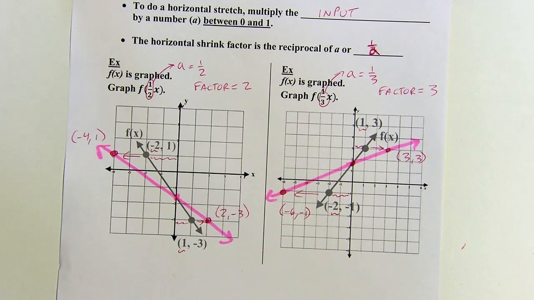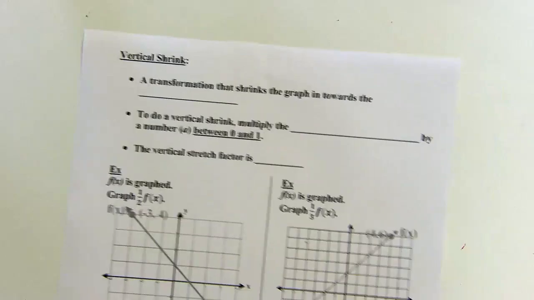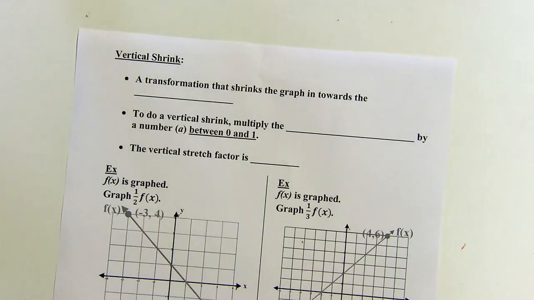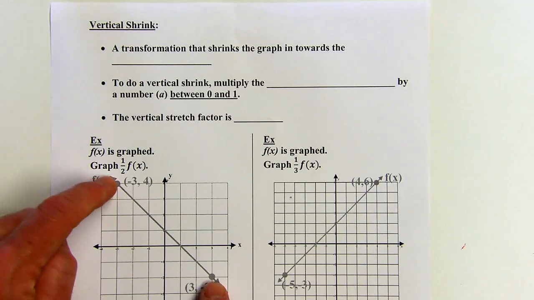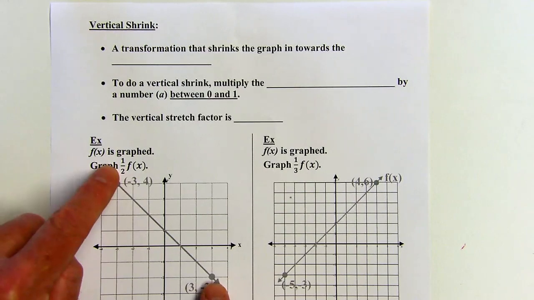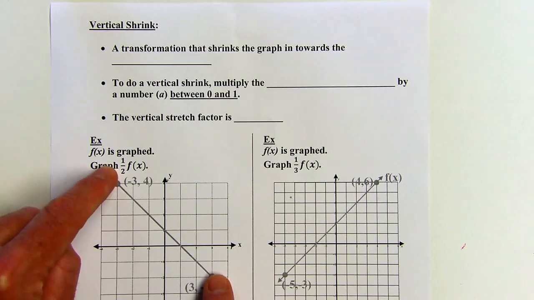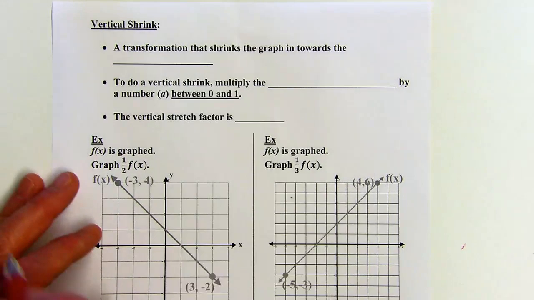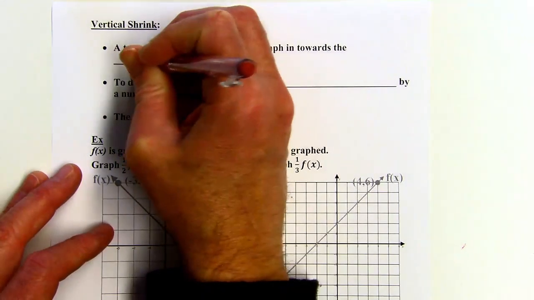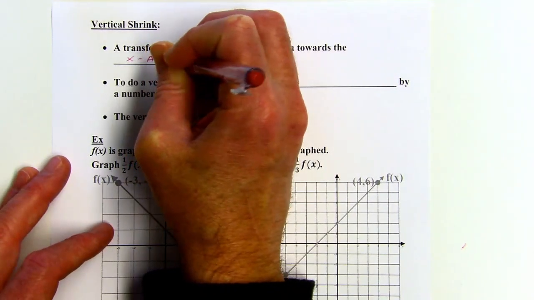Okay, let's look at some vertical shrinks and stretches then. When we're looking at a vertical shrink, that means we're going to be moving these points towards the x-axis instead. So vertical movement would be movement up or down. These points are going to move in towards the x-axis, okay, instead of moving towards the y-axis.